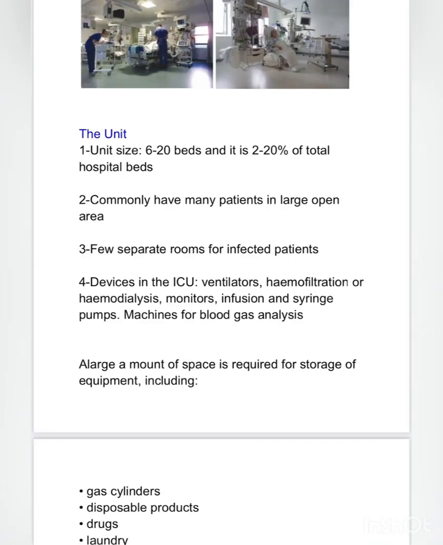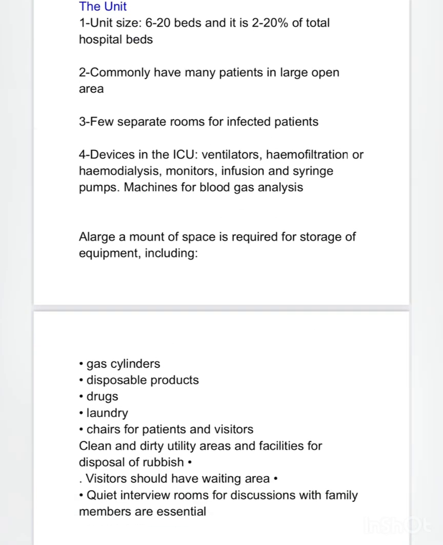Size: 6 إلى 20 beds, and it is 2 إلى 20 percent of total hospital beds. Commonly, there are many patients in a large open area. If possible, a separate room for infected patients. Devices in the ICU: ventilators, hemofiltration or hemodialysis, monitoring, infusion and syringe pumps, and a machine for blood gas analysis.